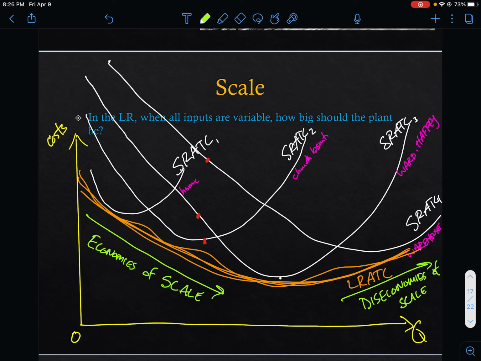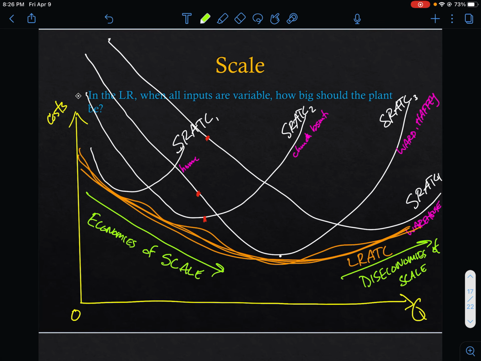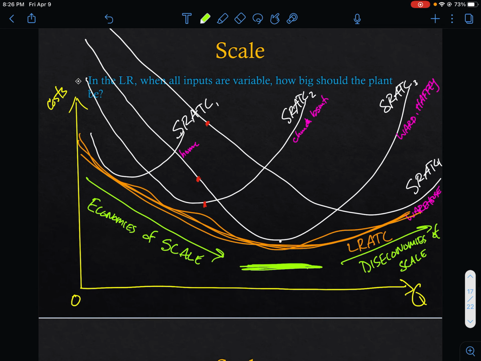So if you expand your plant size and the long-run average total cost curve is increasing, you have diseconomies of scale. And of course, if you have a range where it's constant, mine doesn't have a very long range where it's flat, but if you do, then you have what we call constant returns to scale.